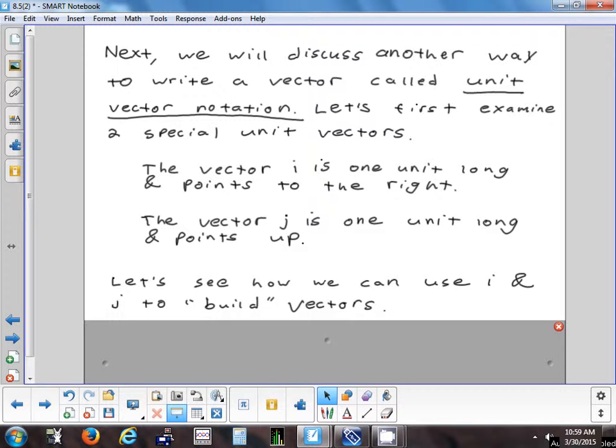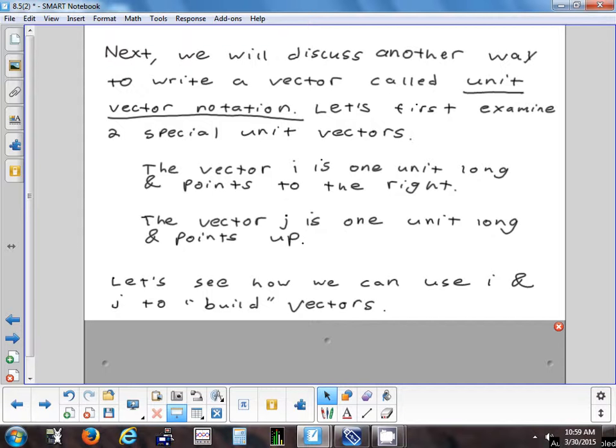Now, the idea is we're going to take I's and J's, vectors that point 1 unit to the right, or 1 unit up, and we're going to stack them together to try to build vectors. You'll need a certain number of I's plus a certain number of J's. Now, if I and J are positive, we're basically limiting ourselves to vectors that are in the first quadrant, on the positive x-axis or positive y-axis.